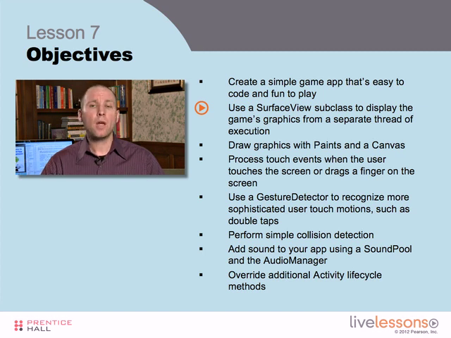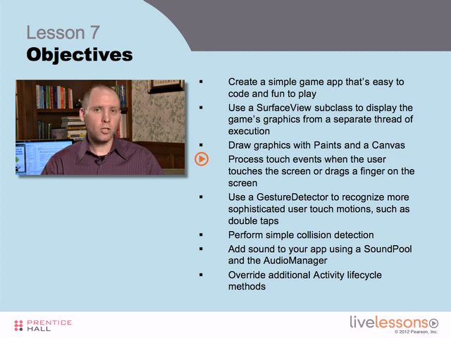Now, as part of drawing onto the screen, we're going to introduce canvases and paint objects. Paint objects allow you to configure the different graphical elements. For example, you can specify things like a line's thickness and color. We're also going to use the canvas object to draw things like lines and circles onto the screen.